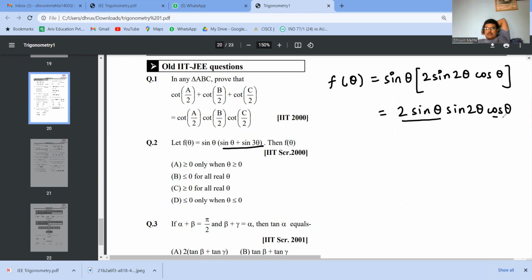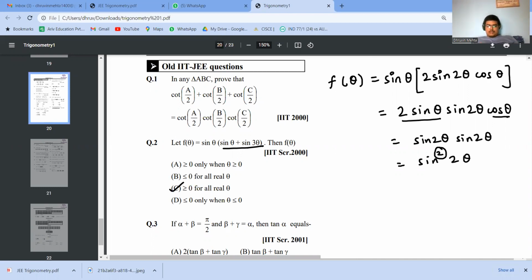Now 2 sin theta cos theta becomes sin 2 theta. So this is actually sin square 2 theta. Are you guys following this? Now see, this is a whole square, guys, so it has to be greater than or equal to 0 for all real theta. Done, Muskan? Trisha, shall we take the next one? Makes sense. Yes, sir.